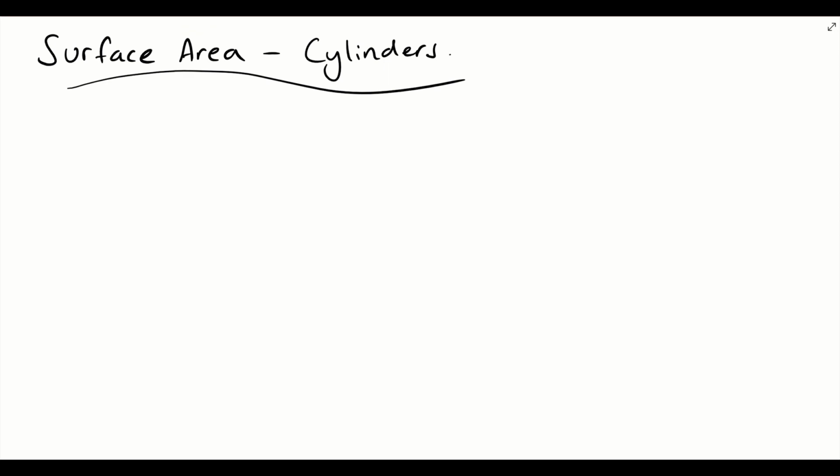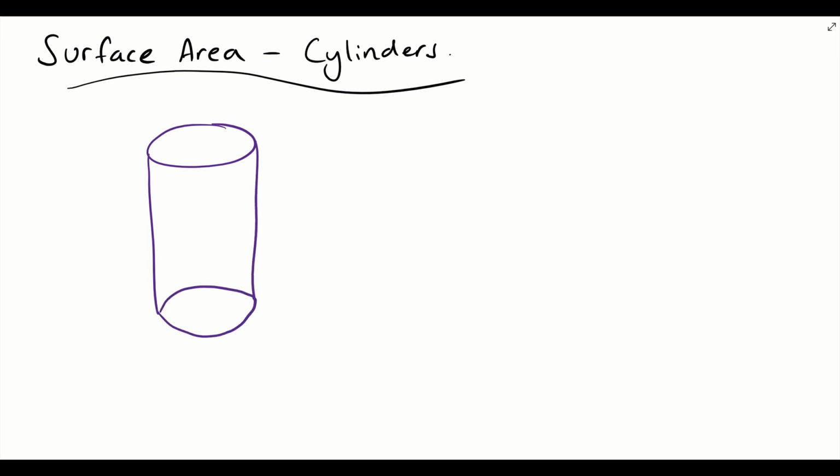Okay, so in this video, we're going to continue our journey on surface area, and we're going to take a look at the surface area of cylinders. So let's draw out a cylinder. And this is my cylinder here. You might like to think it's like a soft drink can or something. Okay, and we want to calculate the surface area of this cylinder.